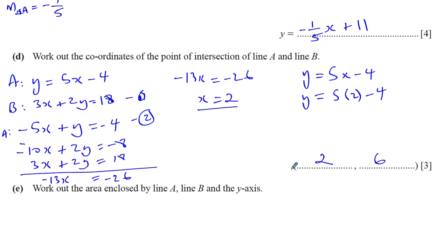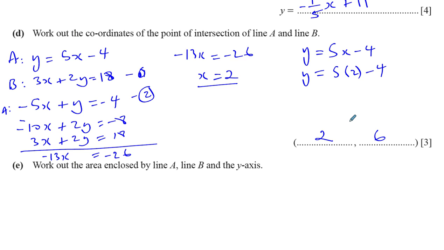So that's the point where these two lines intersect. We solve these two equations simultaneously to find the coordinates of the point where they intersect. When lines intersect, they share the same x and y value at that point. That's how you can find out where they intersect.